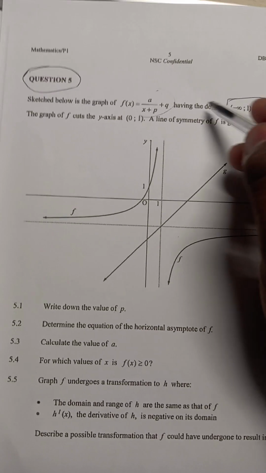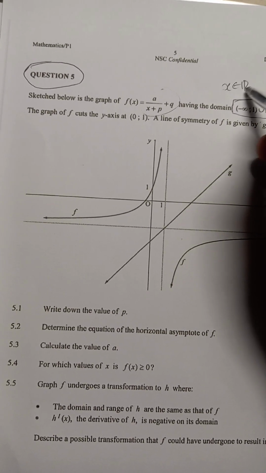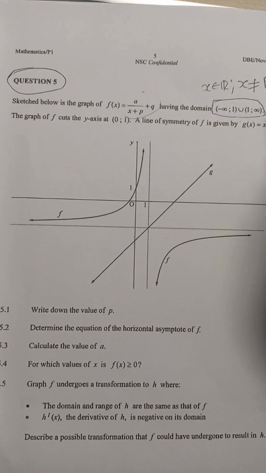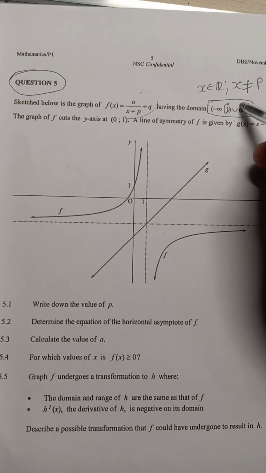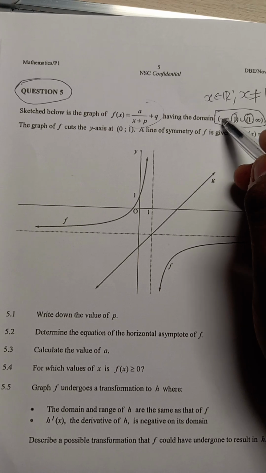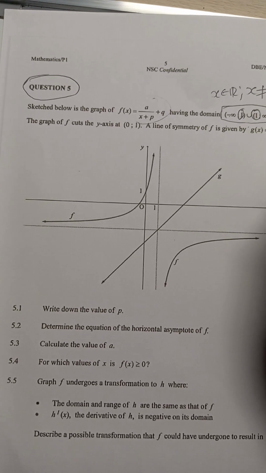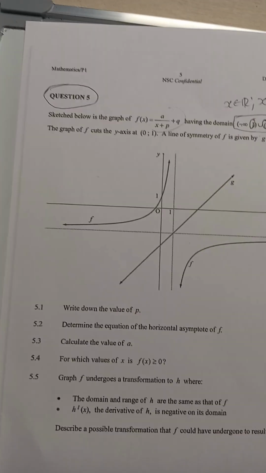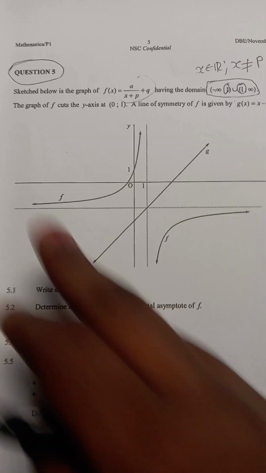Remember the domain of a hyperbola, it is what? x is an element of the real numbers, whereby x does not include what? The x asymptote. So in this case, the x asymptote is 1. Now we are just taking some notes, because this means from negative infinity up to 1, and then from 1 up to positive infinity; basically 1 is not included there. Okay, so now we go on again. This is what we have there.